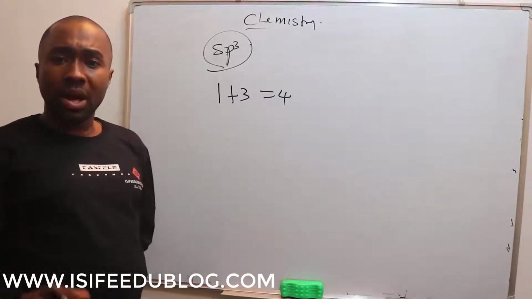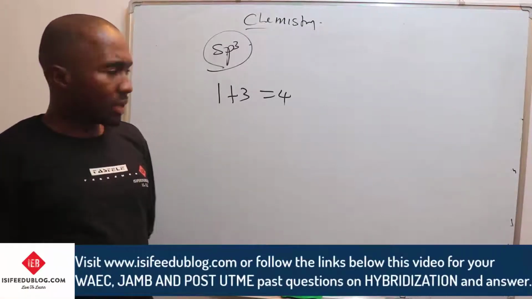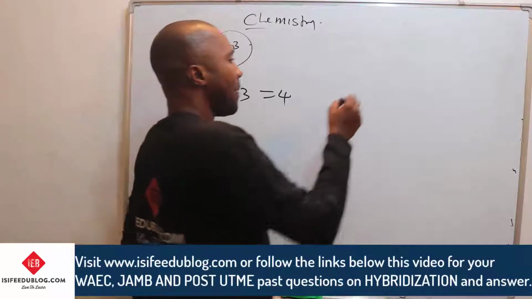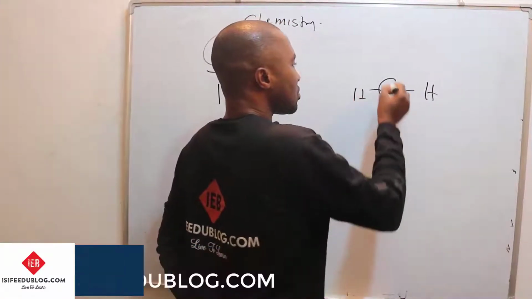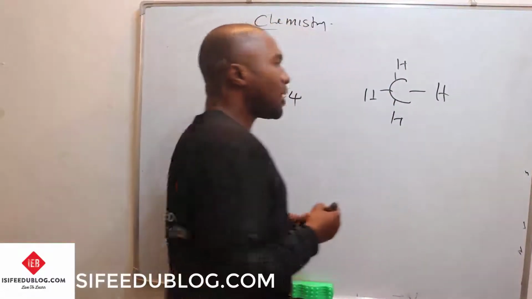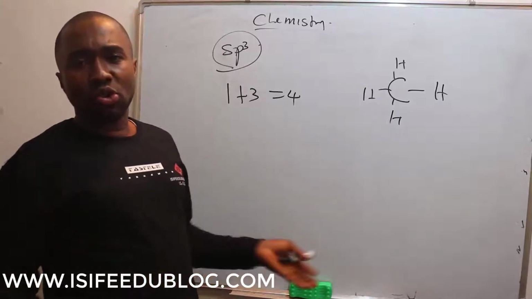The attachment could be a bond. The attachment can also be a lone pair of electrons. For example, if I have this compound, carbon, hydrogen, hydrogen, hydrogen, hydrogen, and I'm asked to identify the type of hybridization taking place here, I don't need to stress myself much.